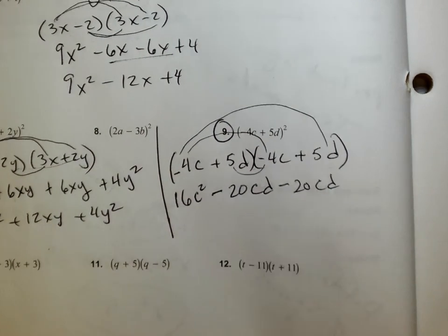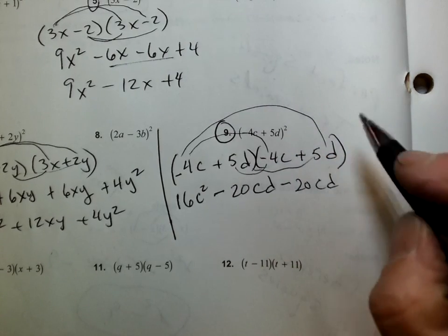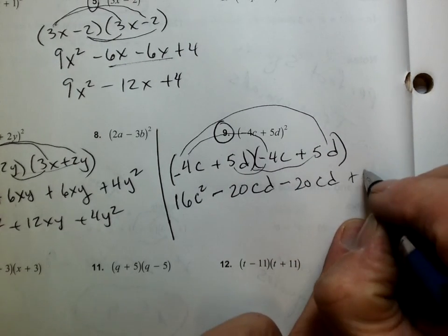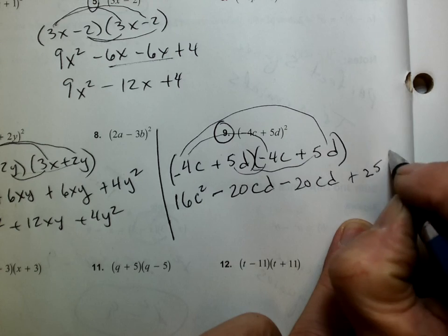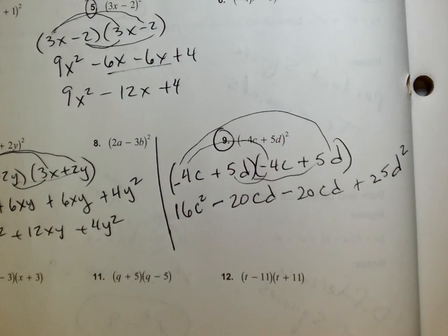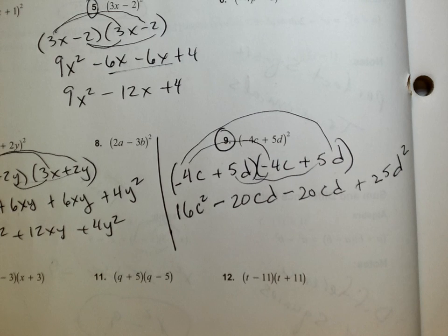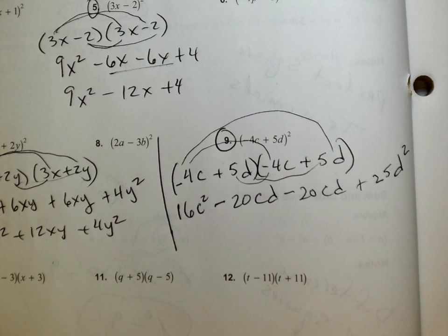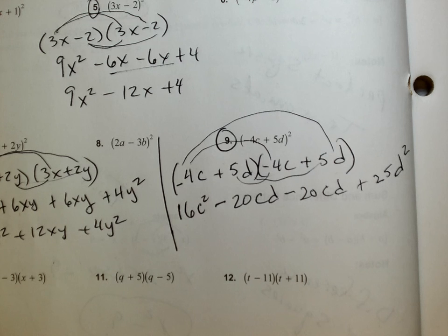And then finally, I'll get a positive 25D squared. How am I doing? Okay? Now, so the rule is this, okay? So math is full of lots of rules, okay?